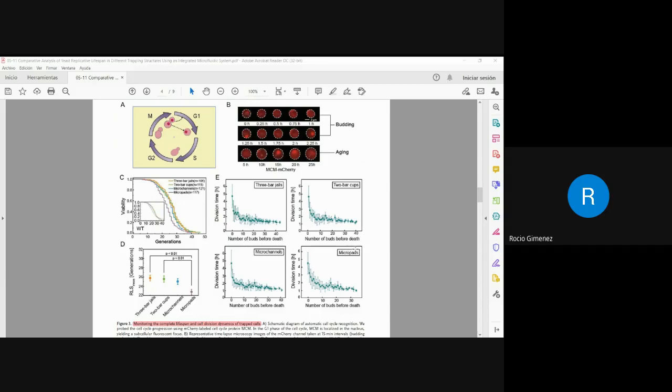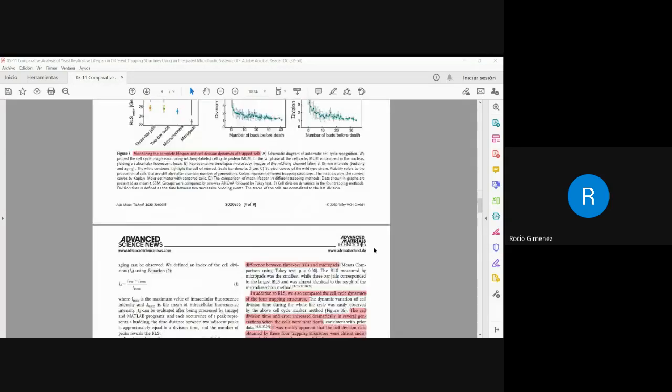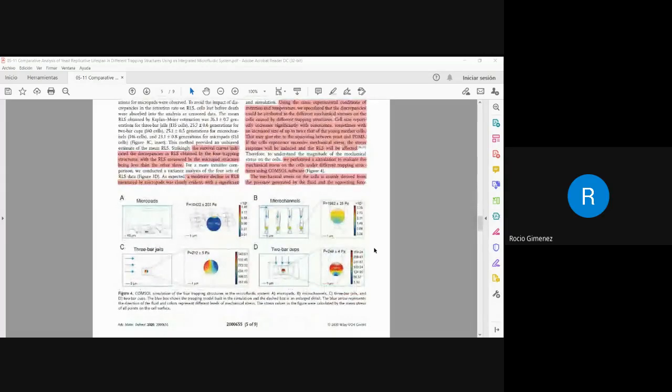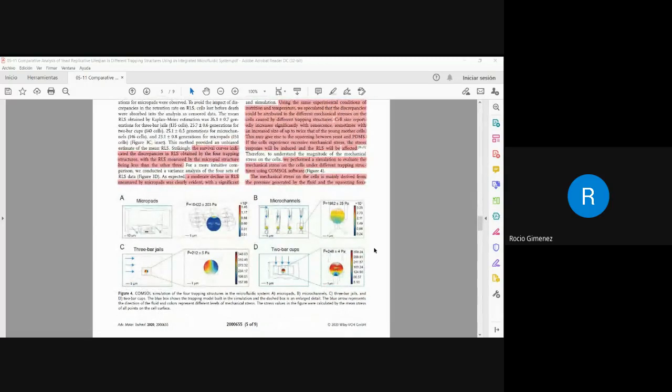Then they also compared the cell cycle dynamics on these trapping structures, and they saw that cell division data show that the trappings were indistinguishable, implying that none of these four structures affected the normal growth of the yeast cells. So they speculated that these discrepancies can be attributed to different mechanical stress of the cells caused by the trapping structures. So they performed simulation to evaluate the mechanical stress using COMSOL.